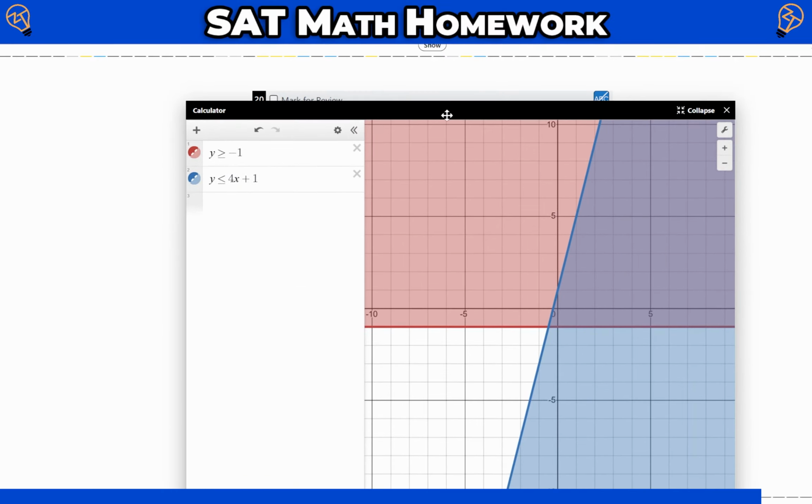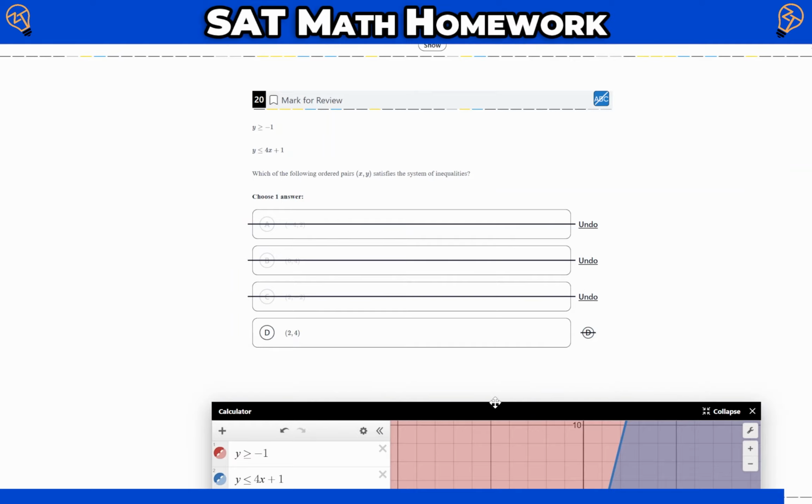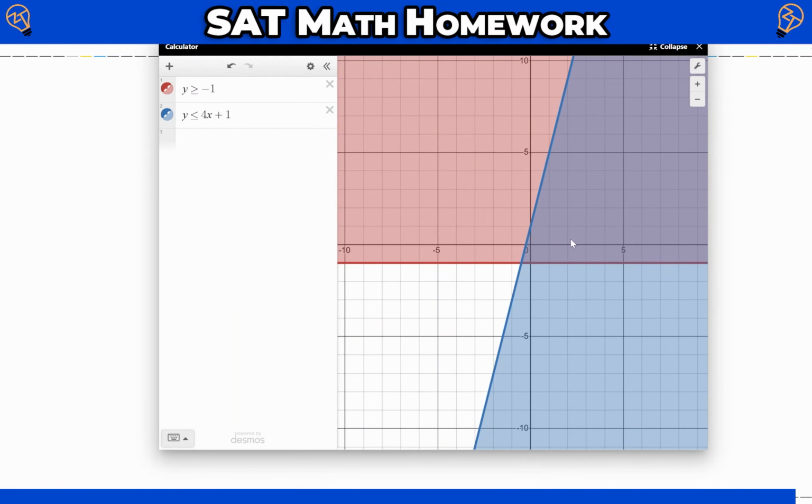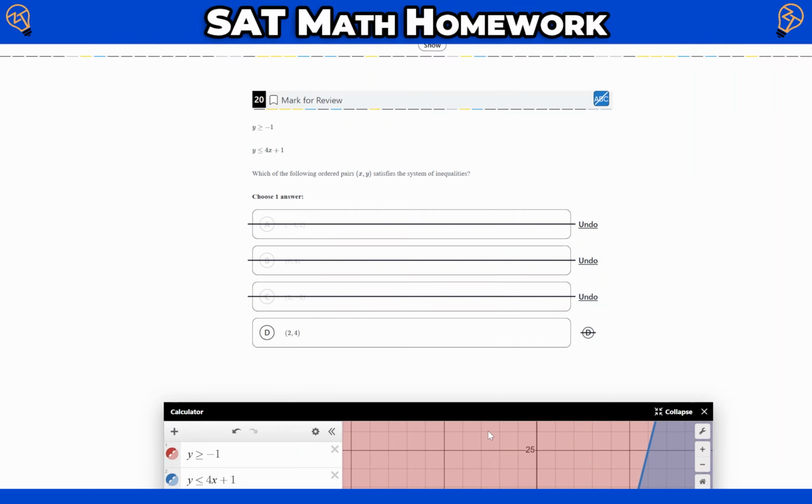Option C, 2, -2 is going to be down here. So it's in the blue, but it's not in the intersection of the two. And then finally 2, 4 is right here in the intersection of the two. And we get our answer is D.